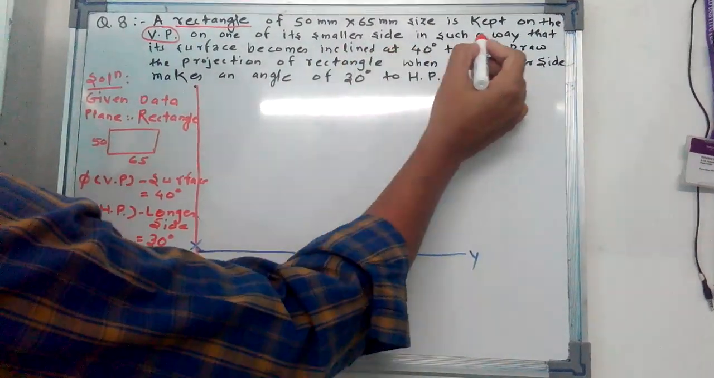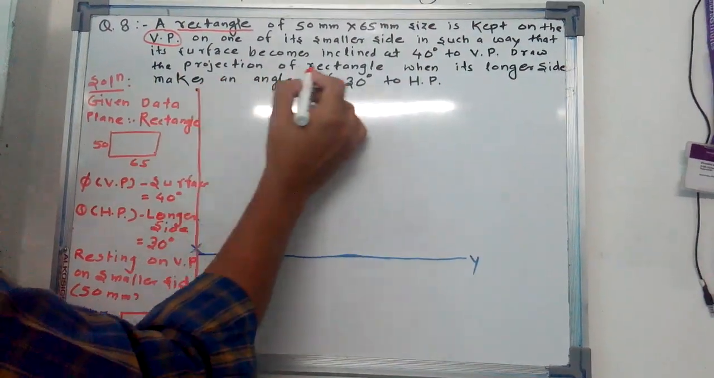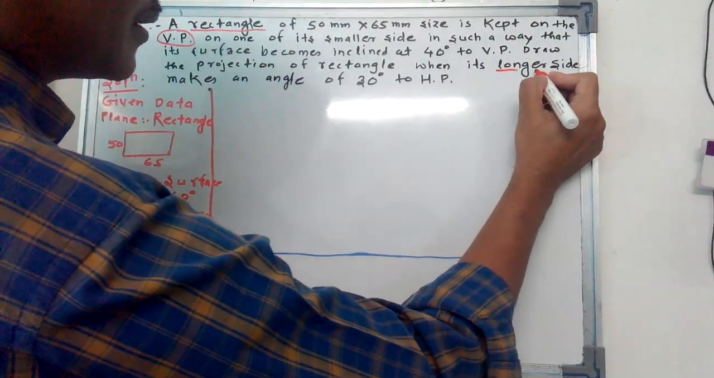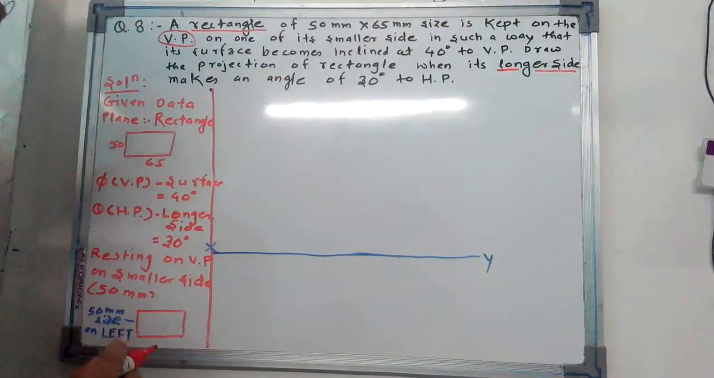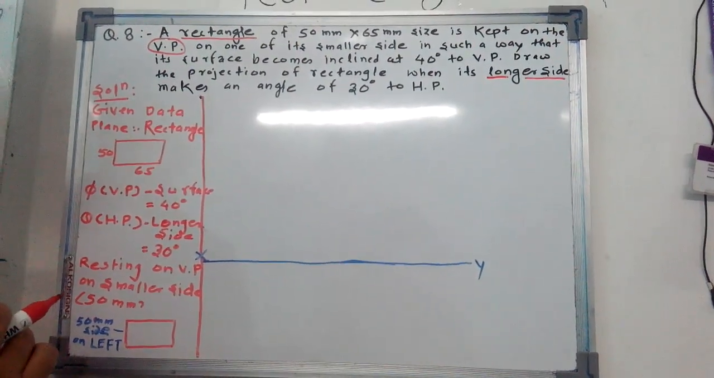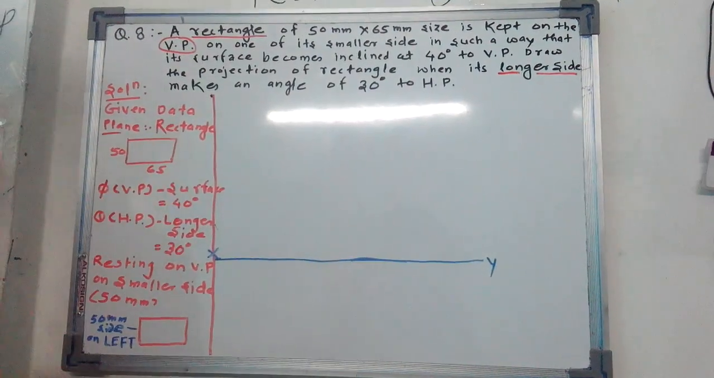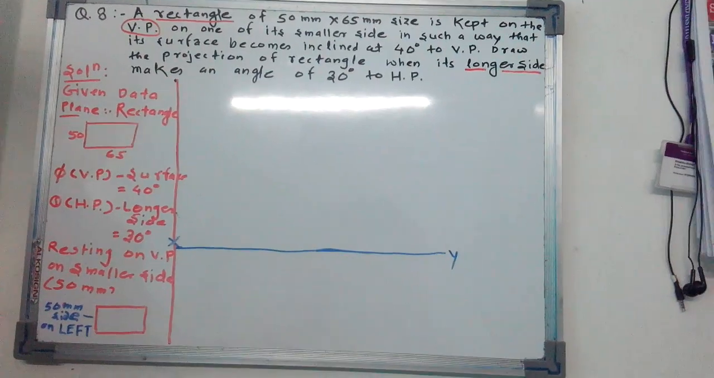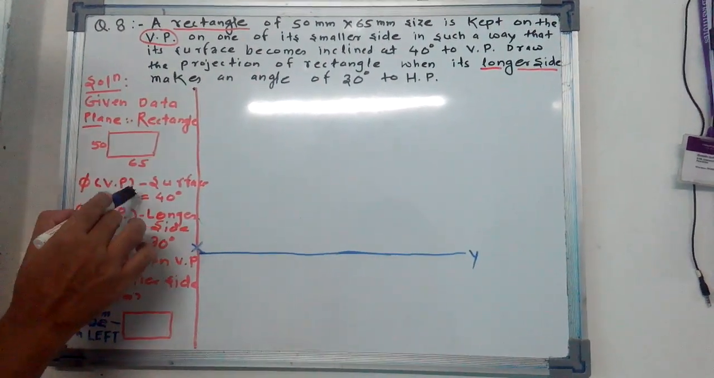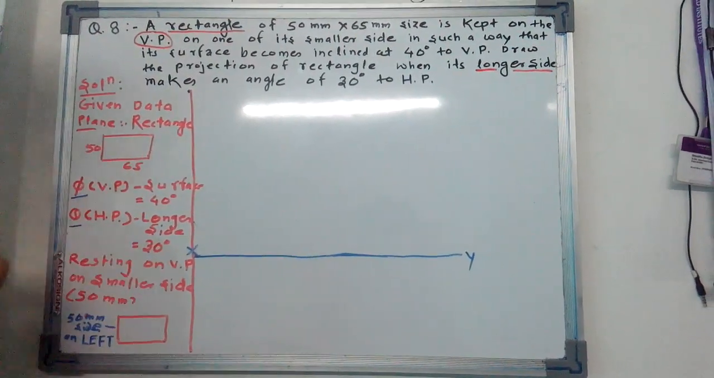It is resting on a smaller side in such a way that its surface becomes inclined at 40 degree to VP. Draw the projection of rectangle when its longer side. This is crucial. Whatever the red line highlighted points, you remember, these are the very important points in this problem statement. So here the given data is: plane is rectangular plane 50 by 65. Phi angle is given. It is inclination with VP. This is important. Inclination with VP and inclination with HP.